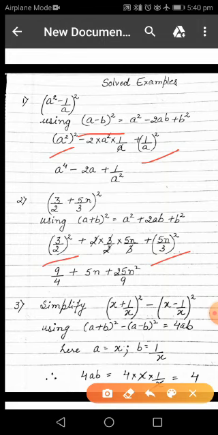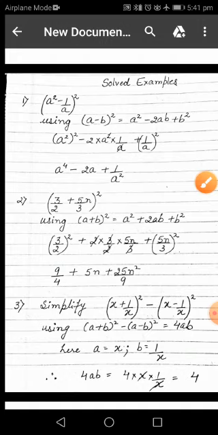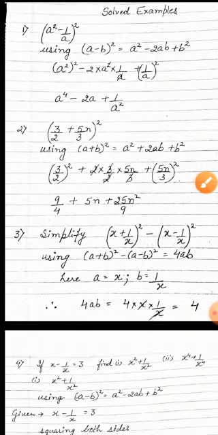Next we have simplify x plus 1 upon x whole square minus x minus 1 upon x whole square. Now this question can be done by two methods. First, you use the corollary directly, which we did in the previous concept, or what you can do is expand the two brackets with the help of two identities and then subtract it by changing the sign of the second bracket. Here I used the corollary directly, that was a plus b whole square minus a minus b whole square.